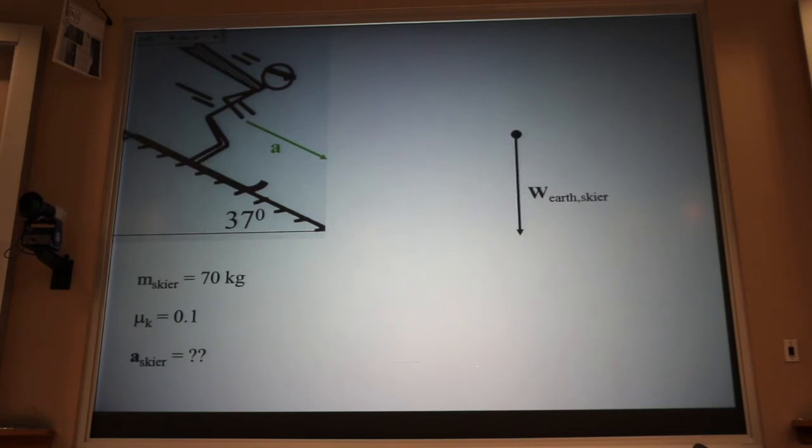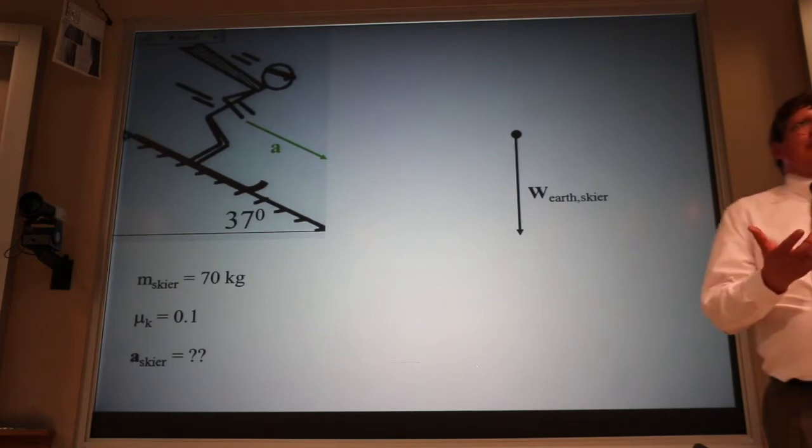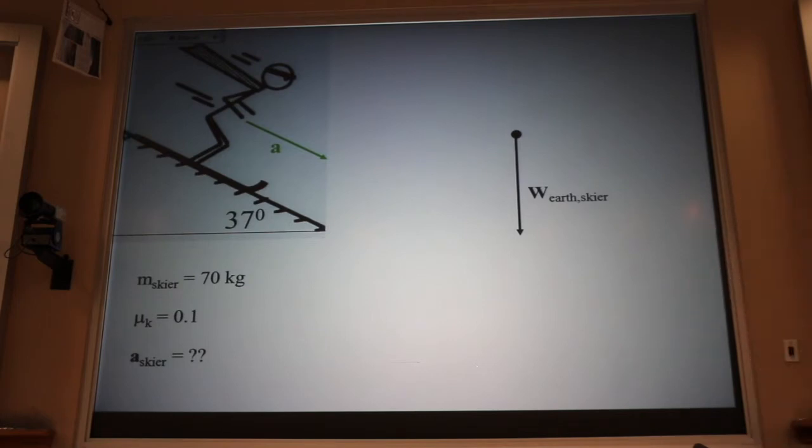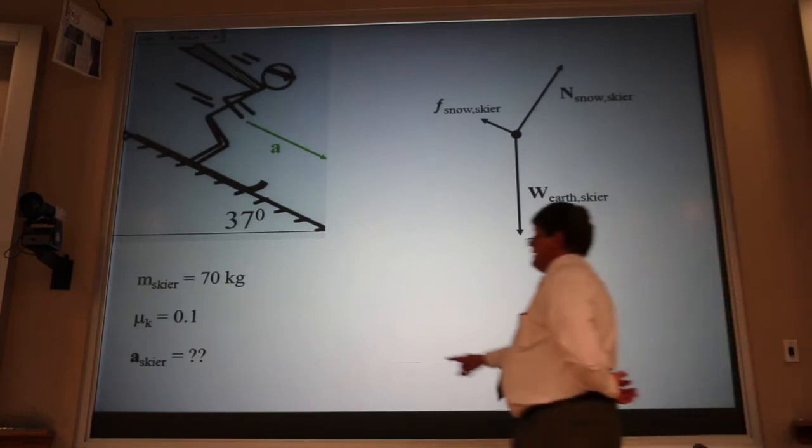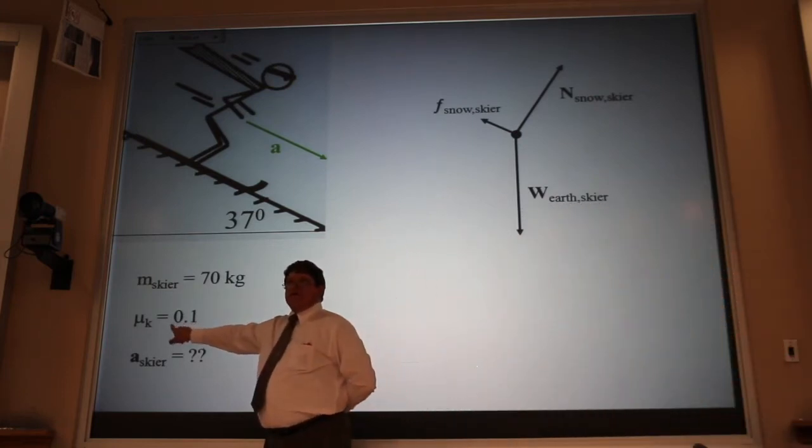We start with a free body diagram. We put the weight first, then we ask, are there any magnets? No, Greg, you're being silly. What touches the skier? Well, the hill, and it pushes. The snow pushes with a normal force on the skier, and it pushes with a friction force. We know there's a friction force because we're told what the coefficient of kinetic friction is.